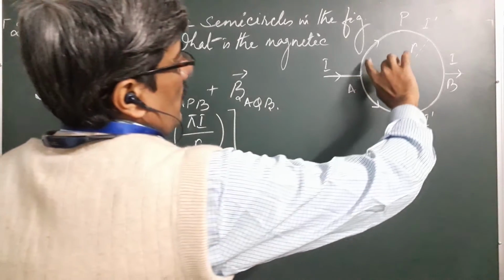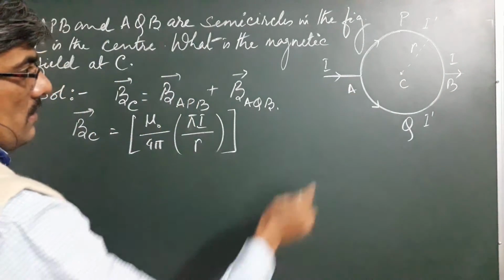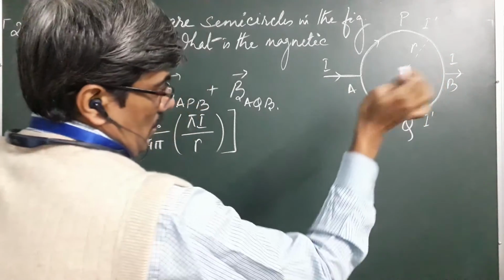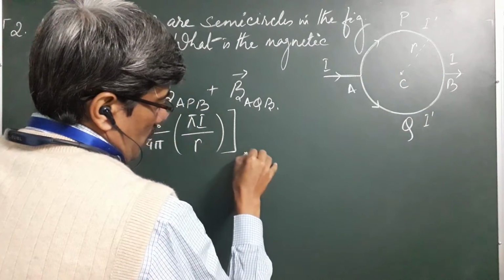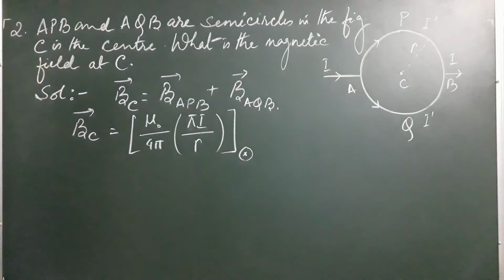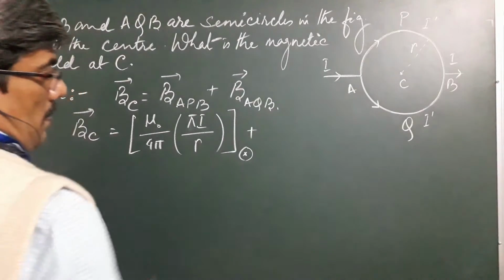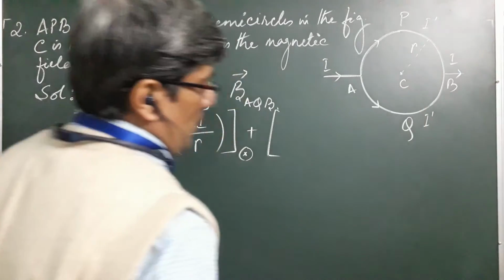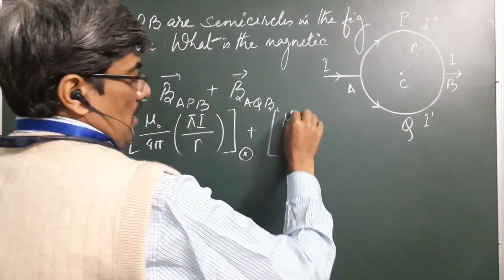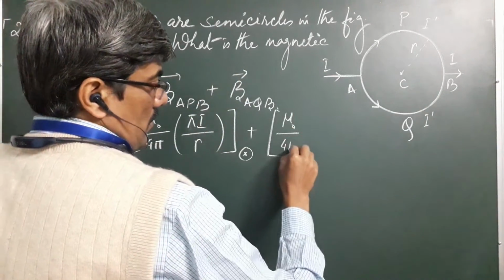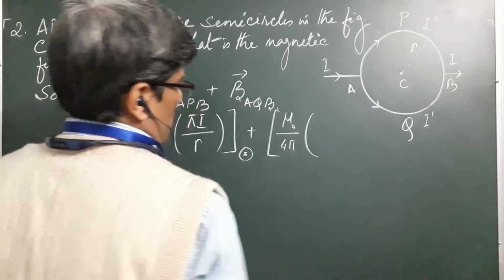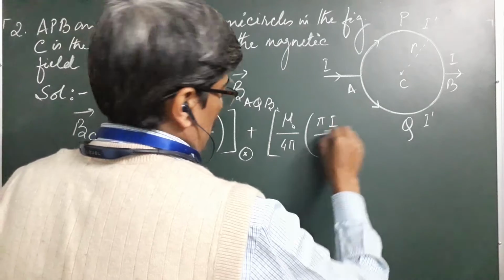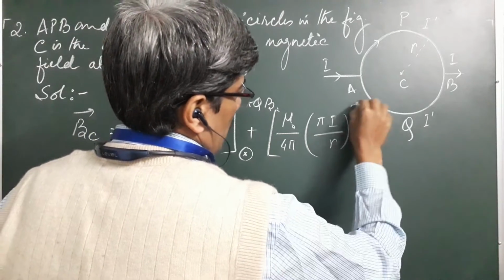Now for the current flowing in a clockwise sense, the direction of the magnetic field will be inwards, inside the plane, which is represented by a cross, plus the magnetic field due to the other segment AQB. The same relation shall persist because this is also a semicircle with a central angle of pi by r.